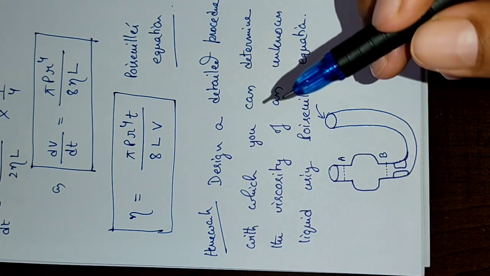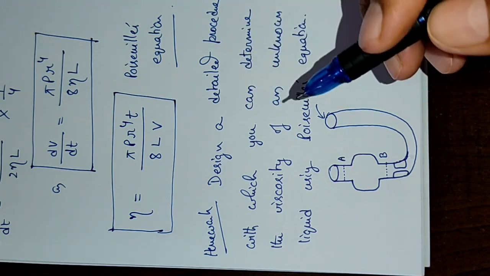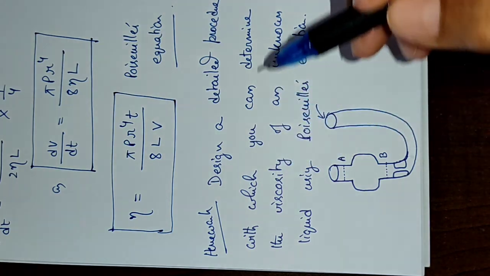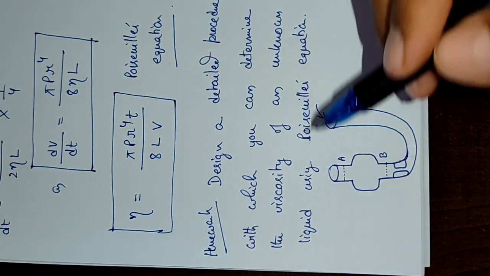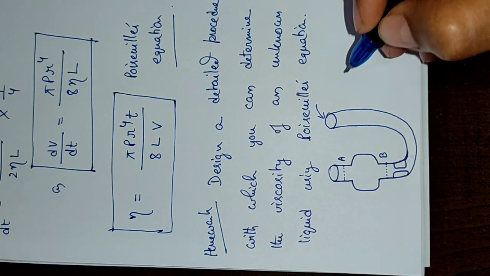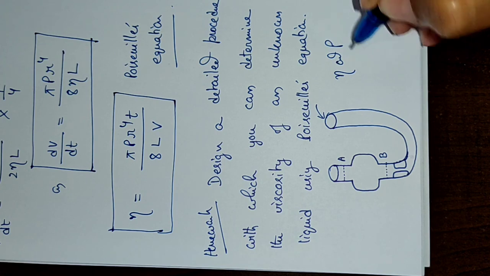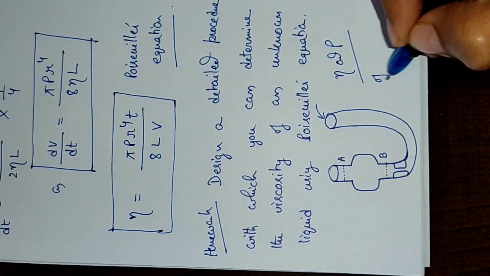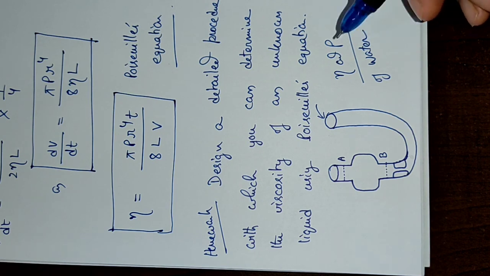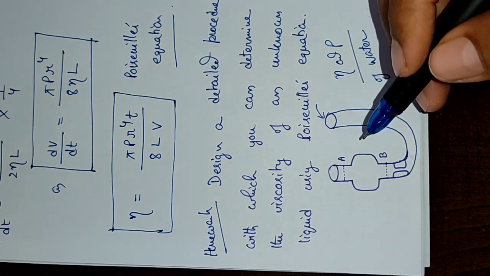So design a procedure and explain the procedure. Hence it is written: the detailed procedure with which you can determine the viscosity of an unknown liquid, provided you will be supplied with the viscosity and density of water at the laboratory temperature, that is the temperature of the day at which you are doing the experiment.